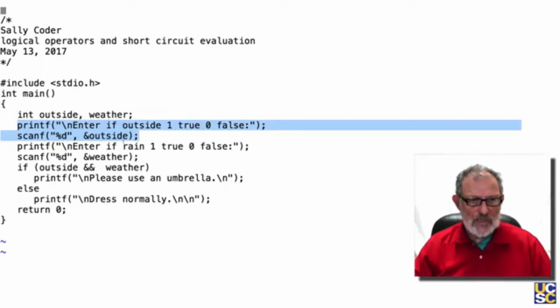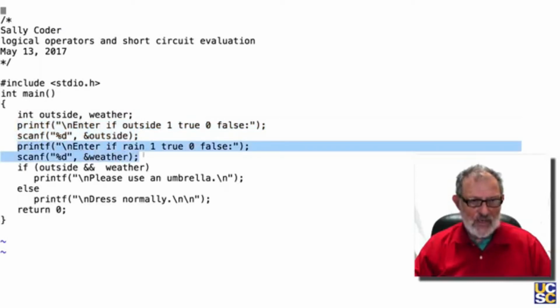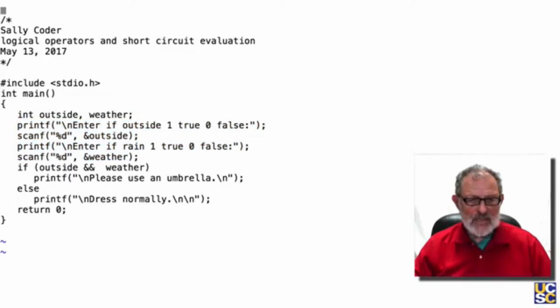And the same is going to be the case for the variable weather. So here we ask for the weather. And then depending on whether we're outside and whether it's raining, we're going to write, please use an umbrella or dress normally. Well, if you recall anything about elementary logic, the only time a logical AND statement is true, where there are two clauses, A and B, is when both clauses are true.